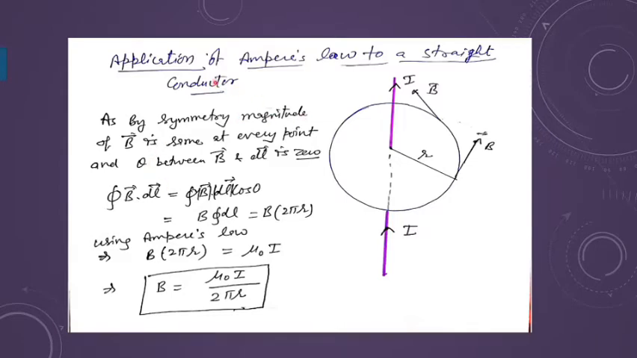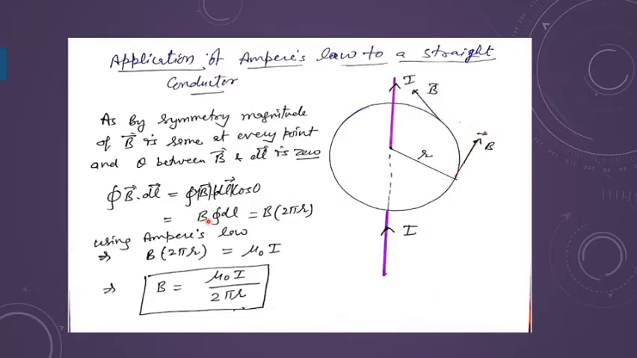Applications: if you want to discuss the applications of Ampere's law to a straight conductor, it means I have a straight conductor. I want to find the magnetic field at a point at distance r by using Ampere's law, not by using the Biot-Savart law. By the statement, I can write the integral of B dot dl equals mu naught I. The integral of B dot dl is B dl cos 0, because the angle between B and dl is 0.